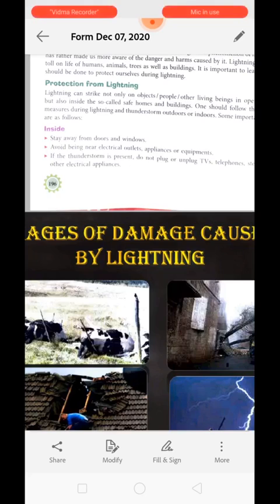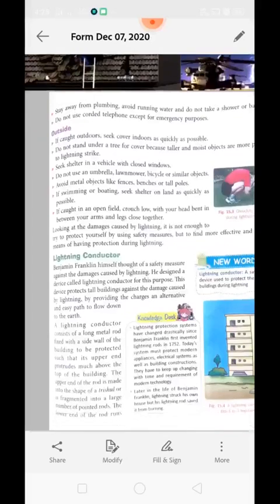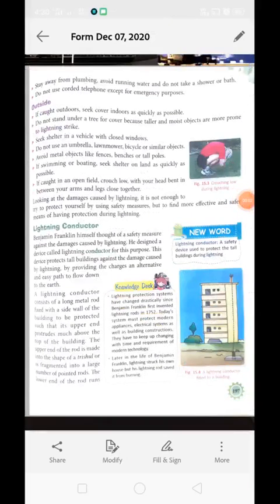Now the next point is safety from plumbing. Avoid running water. Do not take a shower or bath during lightning because water is a very good conductor of electricity. You should avoid it. Next, do not use a corded telephone except for emergency purposes. If there is an emergency, you can use it, by taking the risk. But if there is no emergency, don't use the corded phone even.